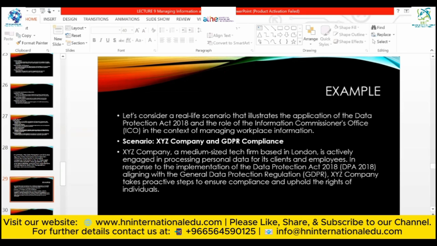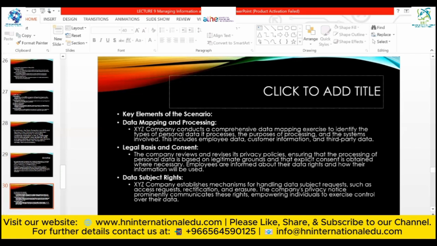XYZ Company and the GDPR compliance. XYZ Company, a medium-sized tech firm based in London, is actively engaged in processing the personal data of its clients and employees. In response to the implementation of the Data Protection Act 2018, DPA 2018, aligning with the General Data Protection Regulation, GDPR, the XYZ Company takes proactive steps to ensure compliance and uphold the rights of individuals. Now, these are the elements through which we will be discussing the scenario.